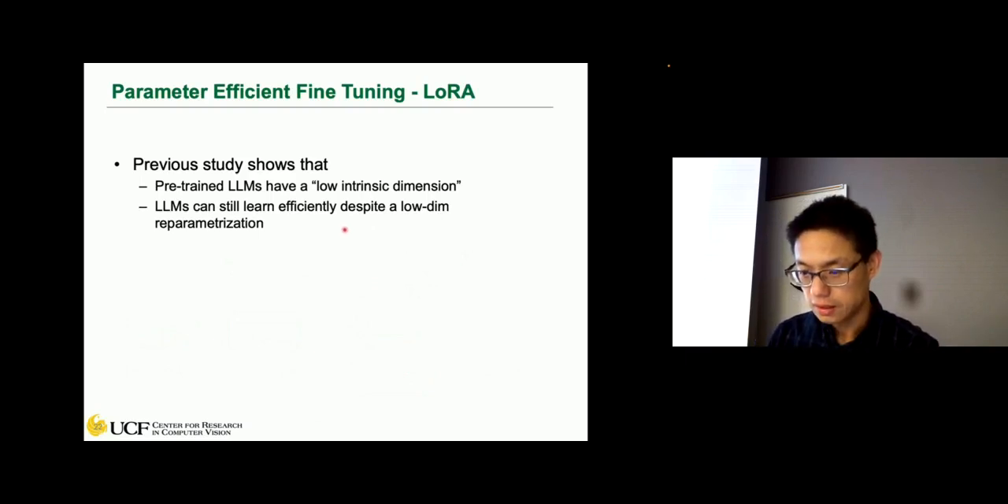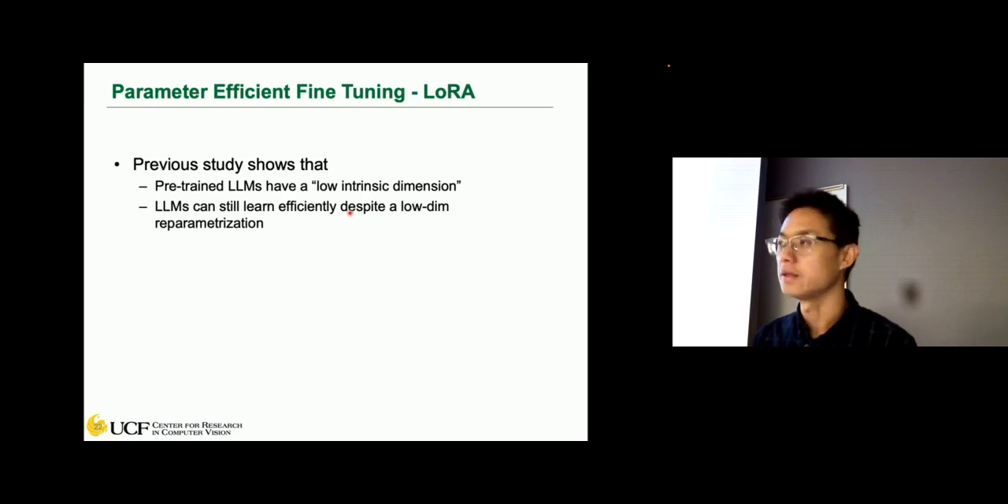First is some of the intuition: why can we use this kind of low-rank adaptation to achieve efficient fine-tuning? In their original paper, the authors found, based on previous studies, that some pre-trained large language models have a low intrinsic dimension. The representation actually lies in a low intrinsic dimension, so you don't need a large dimension to represent a very complex representation, and these large language models can still learn efficiently in this low intrinsic dimension.